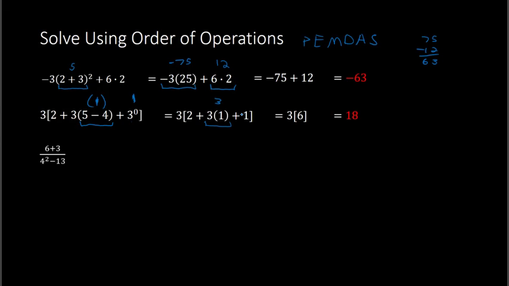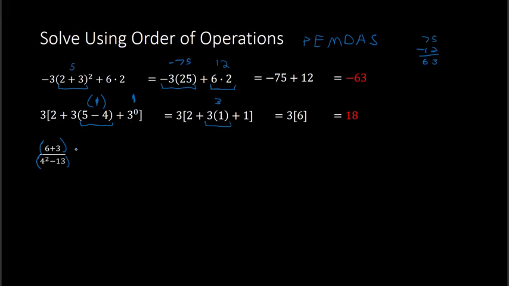Next we have 6 plus 3 divided by 4 squared minus 13. So with a fraction, the fraction bar serves as a grouping mechanism. What that means is that we can think of the numerator as being in parentheses, and then your denominator as being in parentheses. So I take care of each of those separately first, and then I start dividing after.